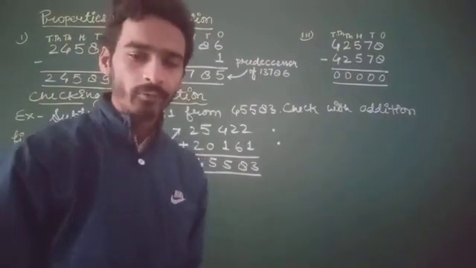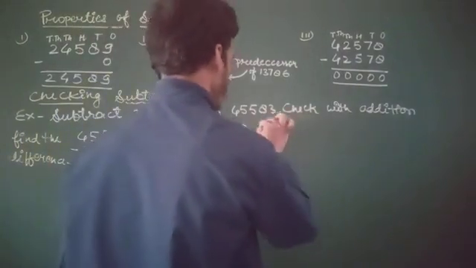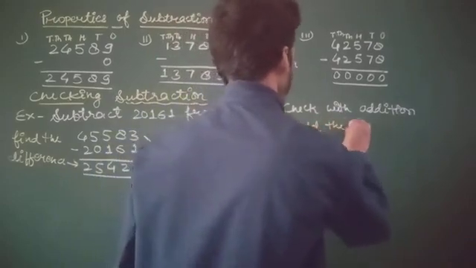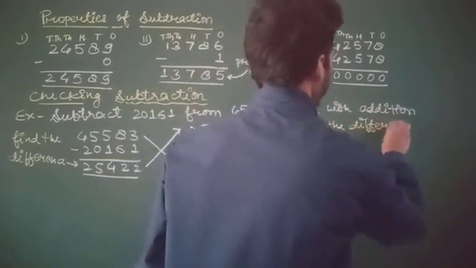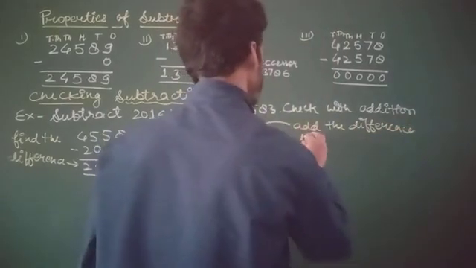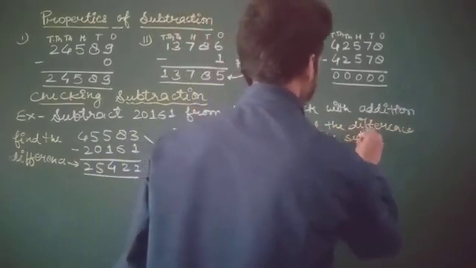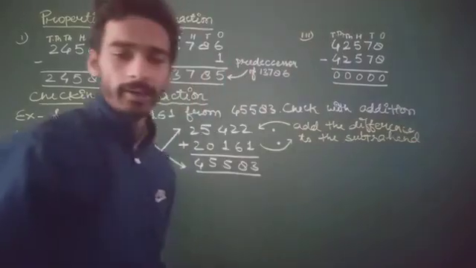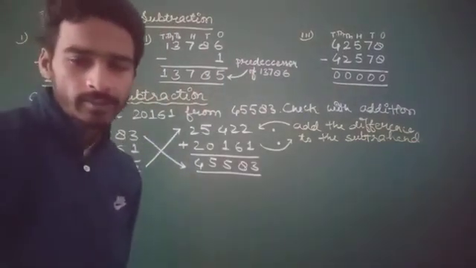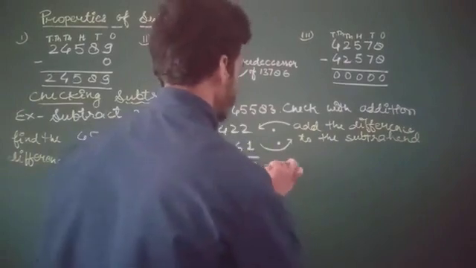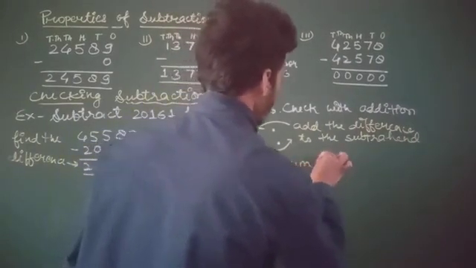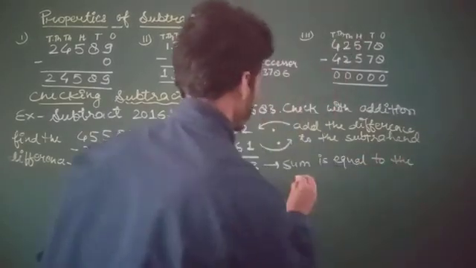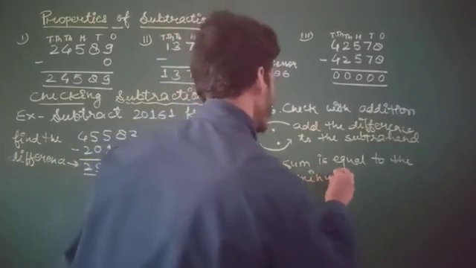Add the difference to the subtrahend, and finally the sum is equal to the minuend.